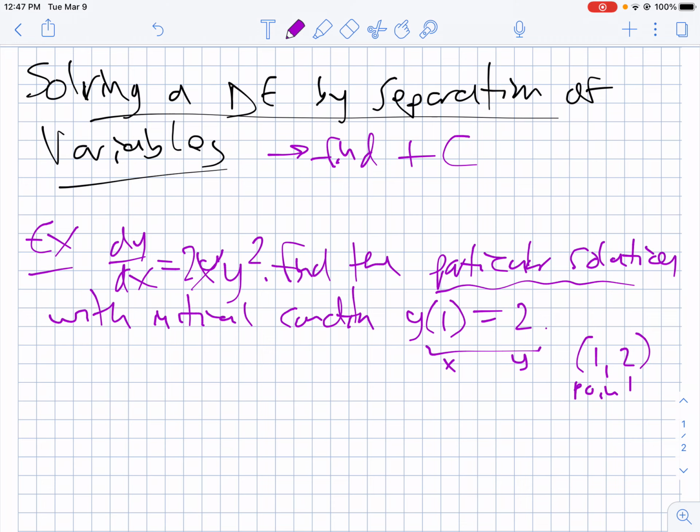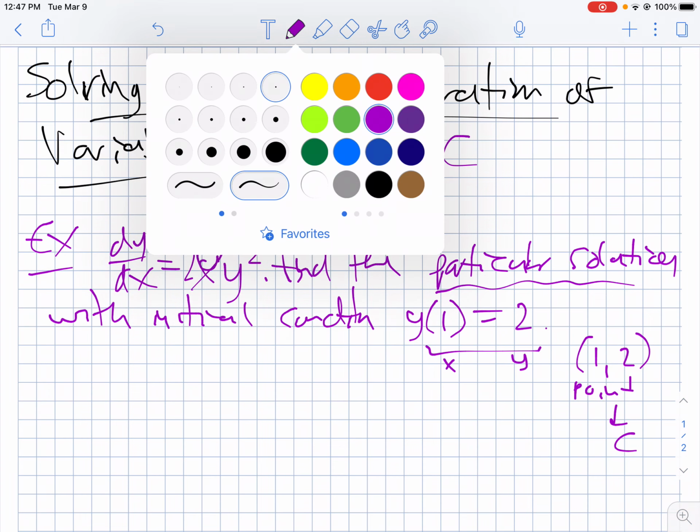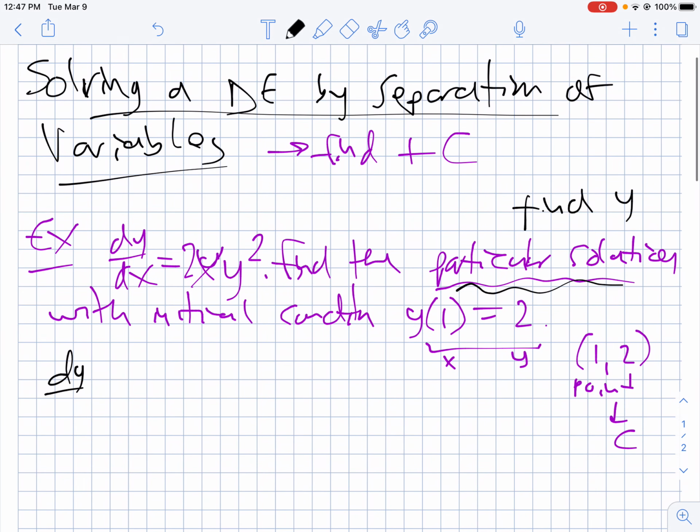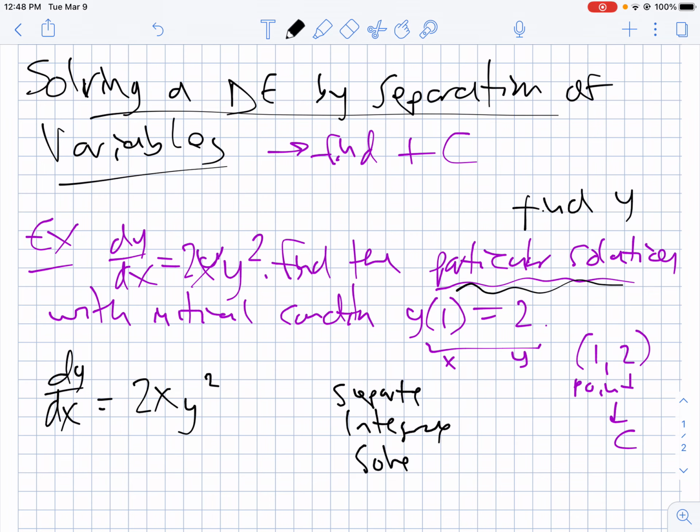And that point is actually going to be enough to give us a value for c, just like with usual integrals. Okay, so when you see this particular solution, they're basically telling you to find an equation for y. So let's go ahead and do that. We're going to go through the same steps, just with one new part today. Again, the same steps for separation of variables: we separate, we integrate, and then we solve for y. Every separation of variables problem follows the same three steps.